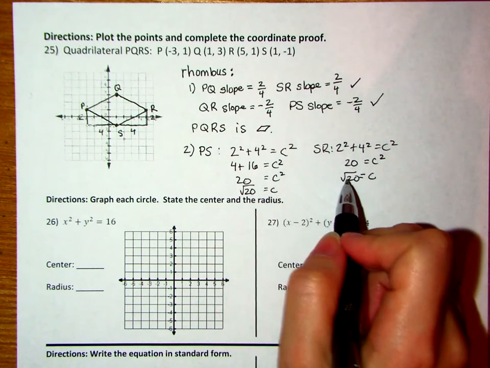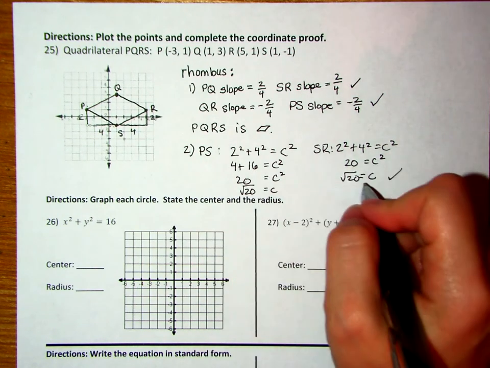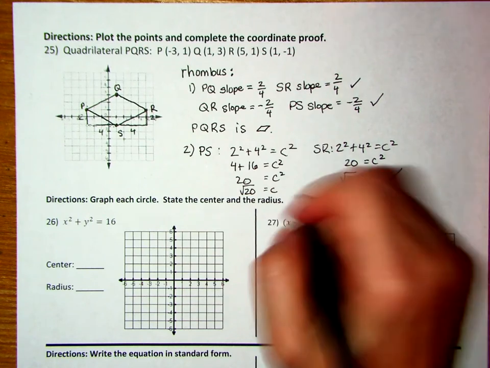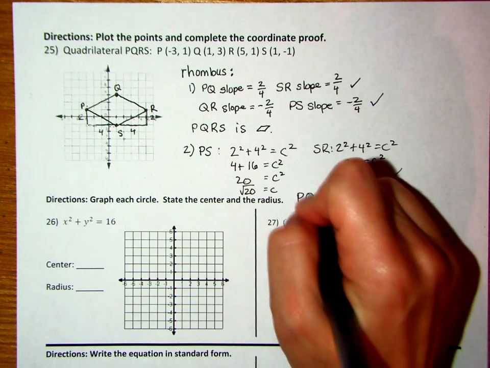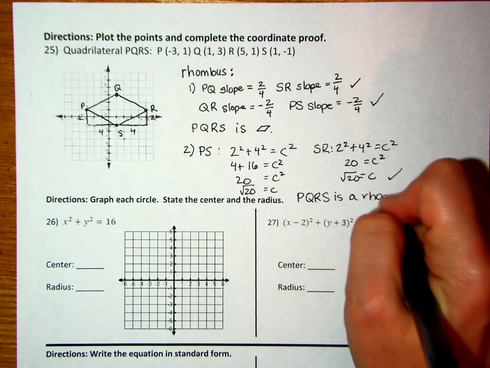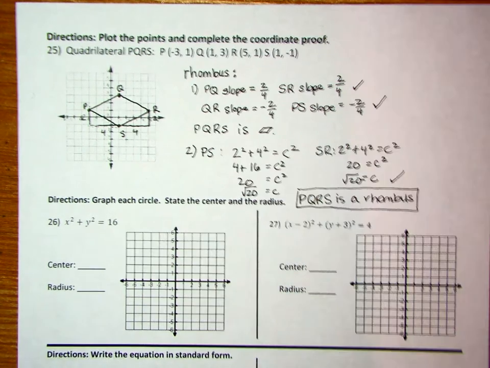Do those match? Absolutely. So now that I've got 2 consecutive sides here that are exactly the same length, they're congruent, I can say PQRS is a rhombus, and I have now completed my coordinate proof.